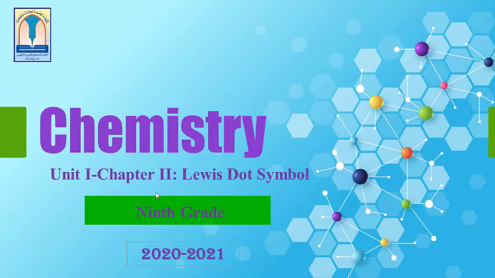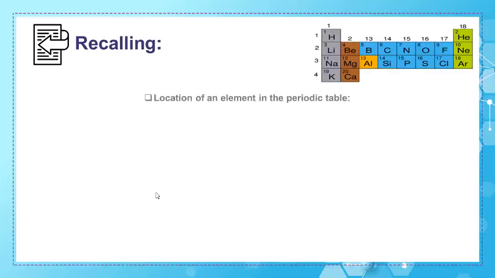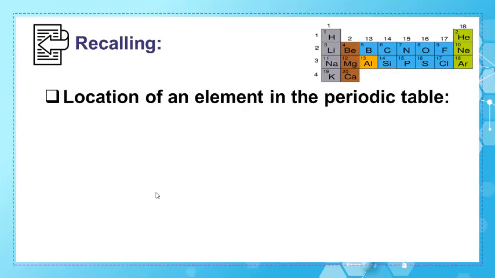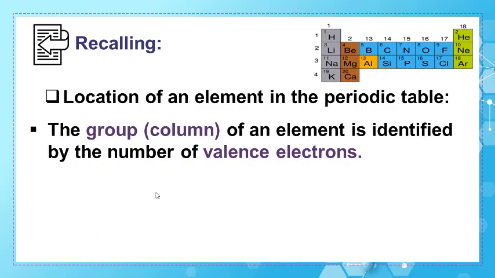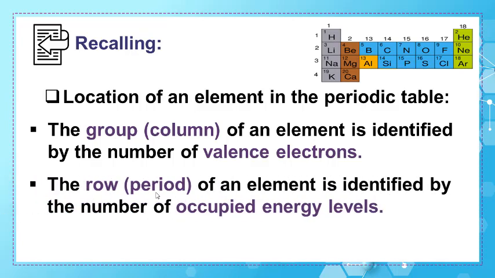Hello dear students! In this video, we'll explain a new topic in Chapter 2, the Lewis dot symbol. In the preceding videos, we've explained how to locate an element in the periodic table, where the group or column is identified by the number of valence electrons. However, the row or period is identified by the number of occupied energy levels.